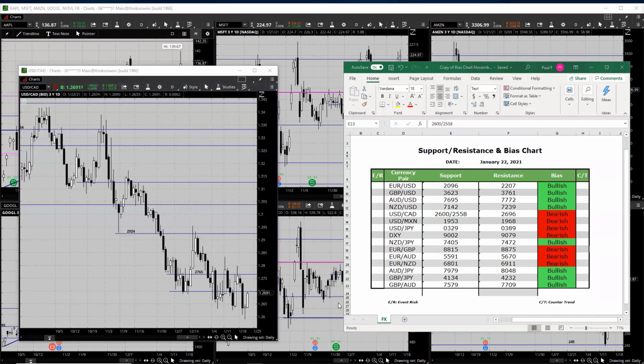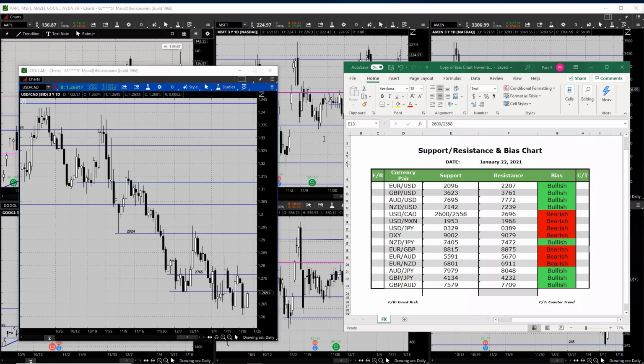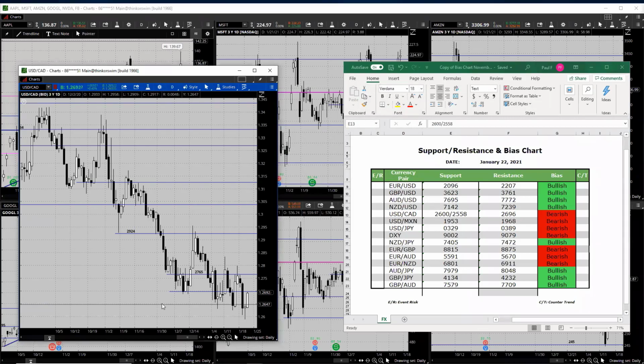Onto the dollar CAD. Well, the NQ is still pushing a little bit lower. It just dipped to 33.21.50 right now. So they're trying to dip a little bit lower. The dollar CAD took out 26 before recovering to post a minor hammer bottom. Support on Friday will be Thursday's low of 25.89 with resistance at 26.85. We're actually above 26.85 right now. You see that level right there? Actually, it's 26.98. Call it 26.97. We'll go with the level. Actually, there's our level, there it is right there, 26.96. So the only difference is 1 pip higher. And 25.89.